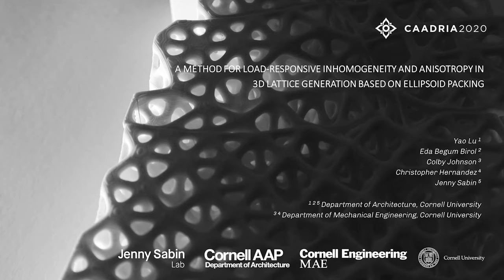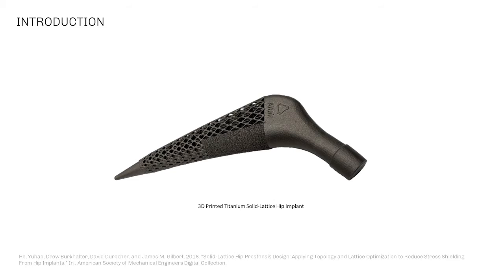In this paper, we introduce a new method for load-responsive, inhomogeneous, and anisotropic lattice generation based on ellipsoid packing. With increasing ease of fabrication through additive manufacturing technologies, 3D lattice structures are widely used in architectural and design fields, as well as in biomedical and aerospace engineering. They have the ability to achieve high mechanical performance while maintaining a light weight.